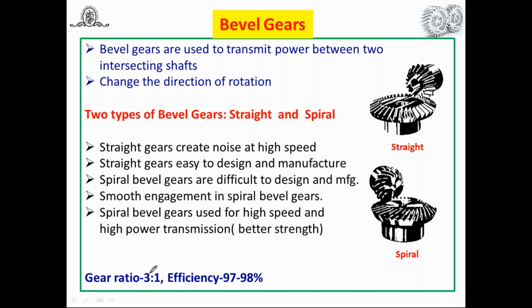Again here I have written whatever I have mentioned. Further I have written these things. Here the maximum gear ratio is 3:1, and in some applications you will find just 1:1 to change the direction of rotation. And you know very well where bevel gears are used: in the automobile differential you will find the application of bevel gear.